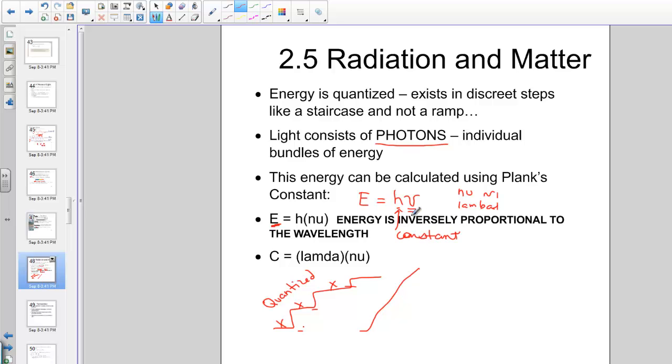So if I have very high frequency, a wave is passing through a specific point per second at a quick rate, it's a very high energy. If I have a wavelength that's very long, so I have a small frequency, it's not passing through a specific point at a very high rate, I have a very low energy. We see this inverse relationship between wavelength and energy, or a direct relationship between frequency and energy.